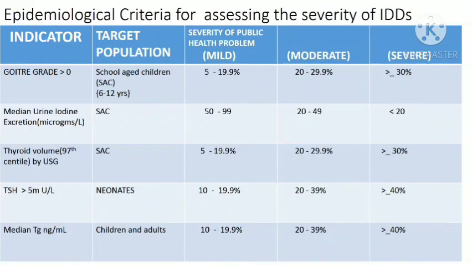And the last indicator is the median thyroglobulin level that we measure. Here the target population is children and adults. If the public health problem is mild, it's 10 to 19.9%. If it's moderate, 20 to 39%. Or if it is severe, then it's equal to or greater than 40%.